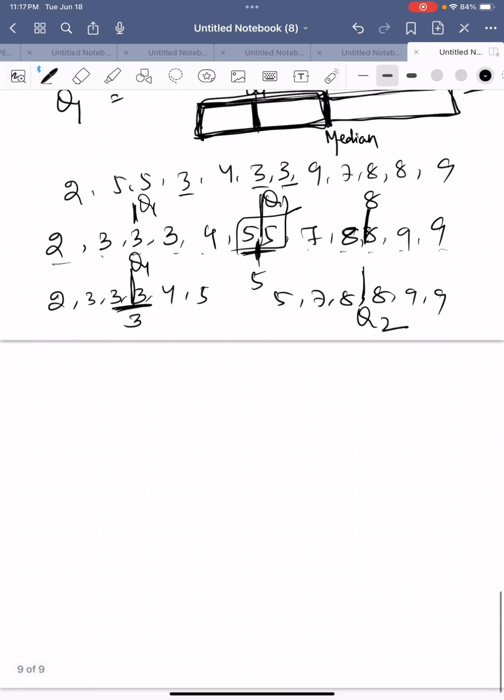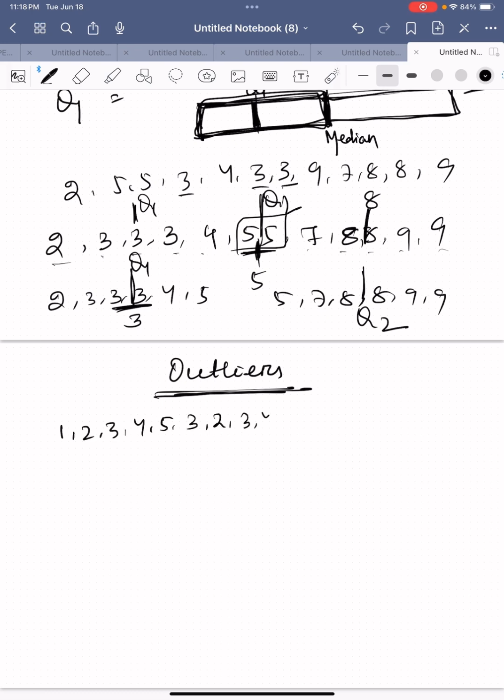Now there is another very important concept in statistics, outliers. What is an outlier? We need to understand what outliers are. So basically, let's say there is a data set 1, 2, 3, 4, 5, 2, 3, 2, 3, 4, 5, 1, 2. Okay. In this data set, let's say I add another value 102. Now look at these values and look at this one. This one is very odd, right?